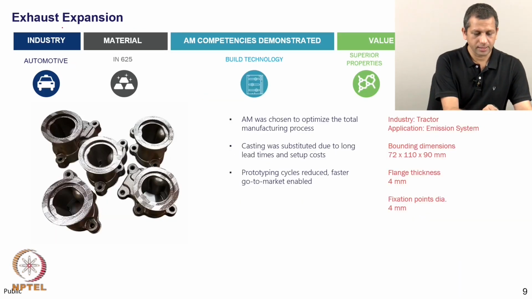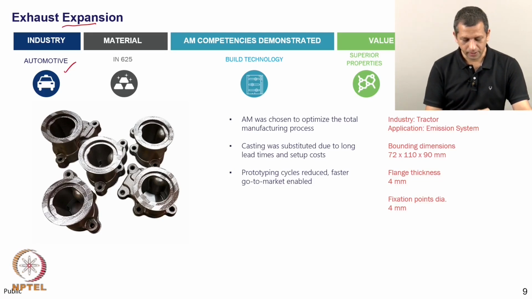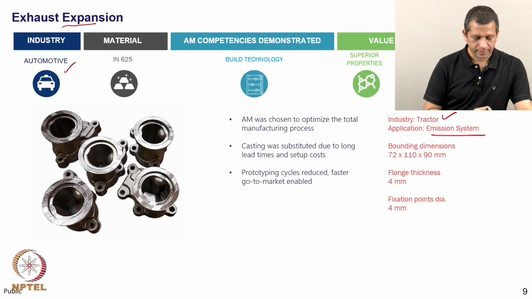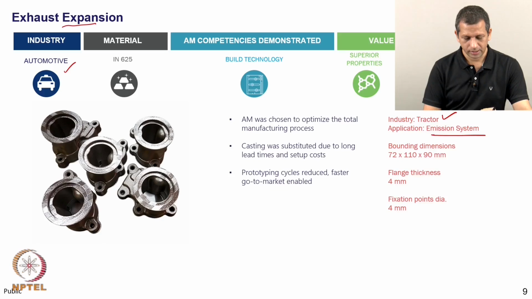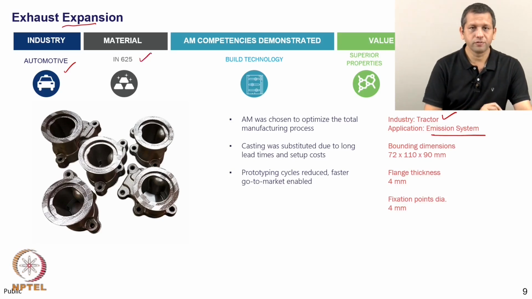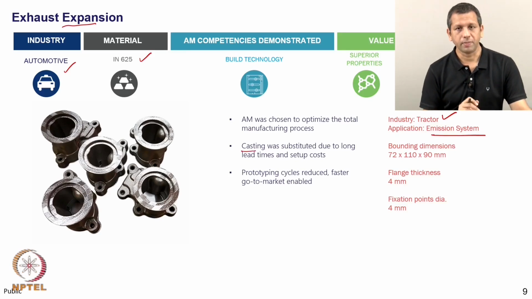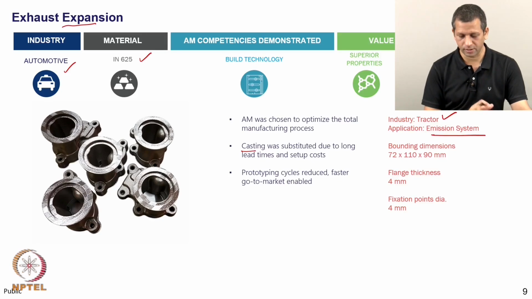Exhaust expansion is another example of additive manufacturing in automotive industry. This particular set of components are used in tractor industry, and their application is in emission system. Traditionally they are made using casting process. The idea here was to optimize overall manufacturing by using additive manufacturing. Inconel 625, which is a nickel based superalloy, was used, and since there were longer lead times when casting process was used, the application of additive manufacturing was sought and it was successful.